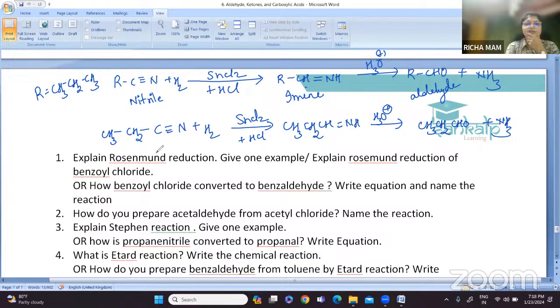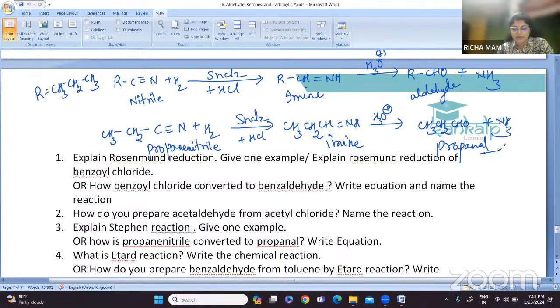So what we have done, we have taken propane nitrile, and this is converted into an imine. The intermediate is imine, and the product is propanal. It is converted into an aldehyde. Is it clear, students? Any doubts still here?